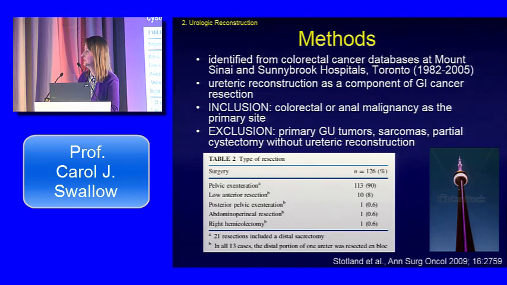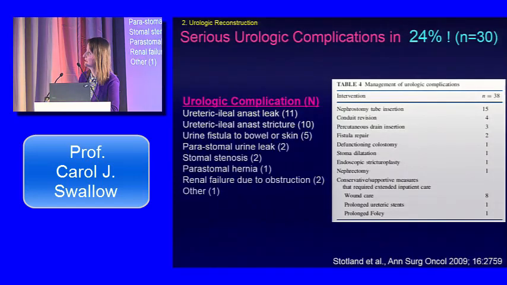And what you can see here is the type of procedure that the patients in this series had. Most of them, it was a pelvic exenteration. We didn't look at any other types of cancer except colorectal. And we had a serious urologic complication rate of 24%. This meant some kind of procedure had to be done to solve the problem. You can see what the complications were, and you can also see what the management was. Mostly consisted of nephrostomy insertion.